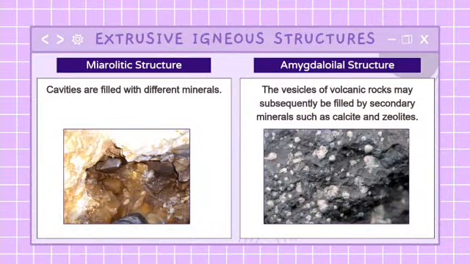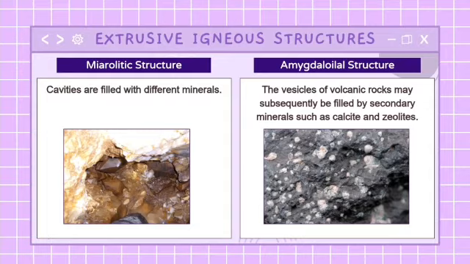The next one is myelolytic structure. In myelolytic structure, the cavities formed during the cooling of lava are filled with some different minerals by joints or fractures in the rock, formed when the rock contracted most often during cooling. So, here is an example. These are cavities, and the cavities are filled with different minerals.